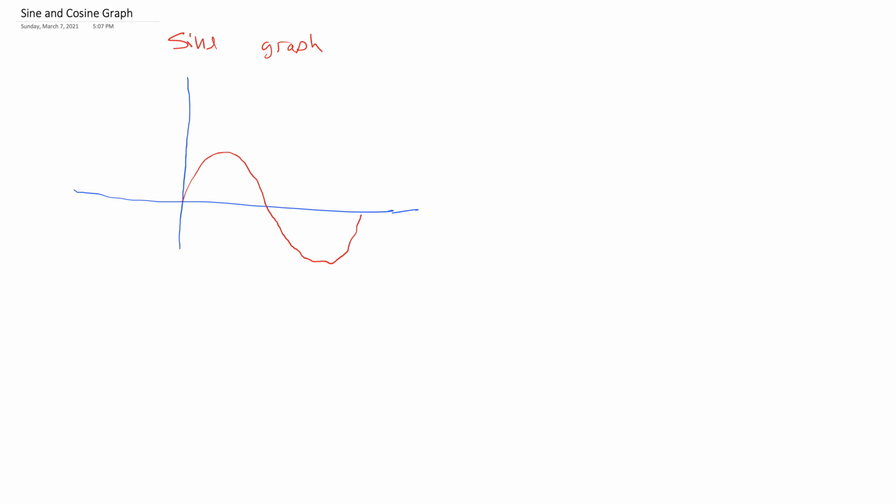The cosine graph is a little different. The cosine graph takes off from up, drops down from here, goes down low, and then goes back up like that. Okay? And it's good to know those general graphs right there.